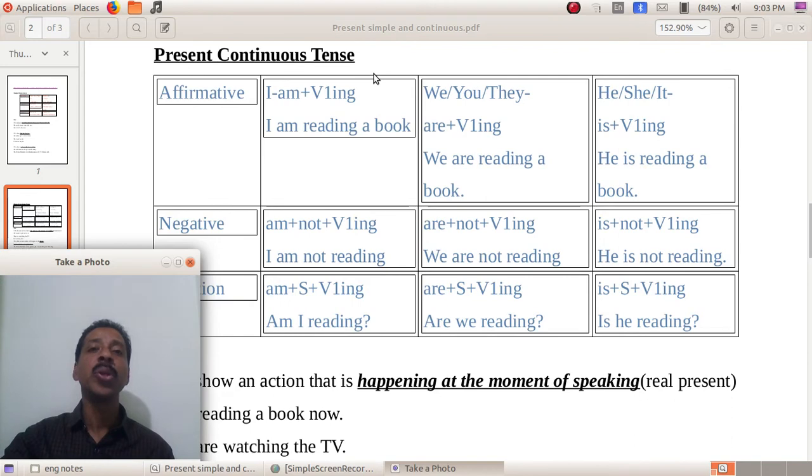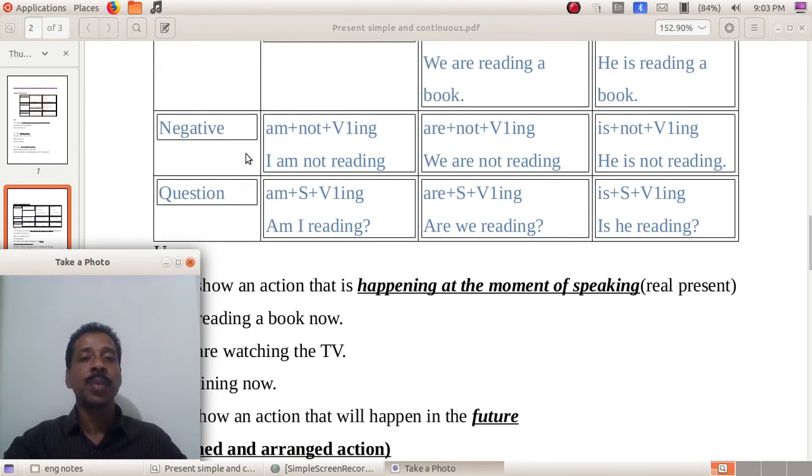So in present continuous, present tense, present form of the auxiliary be plus V1 ing form of the verb is to be used. Three V1 forms are there. Is, am and are. Am is used only with I. We, you and they take are as the auxiliary in present continuous tense. And is is used only with the third person singular he, she and it. And here also the negative, if it is first person, am plus not plus V1 ing. So I am not reading.